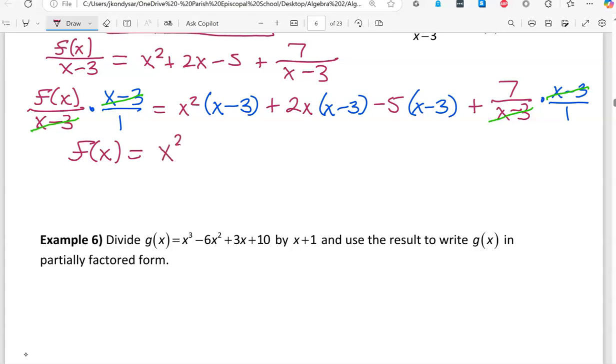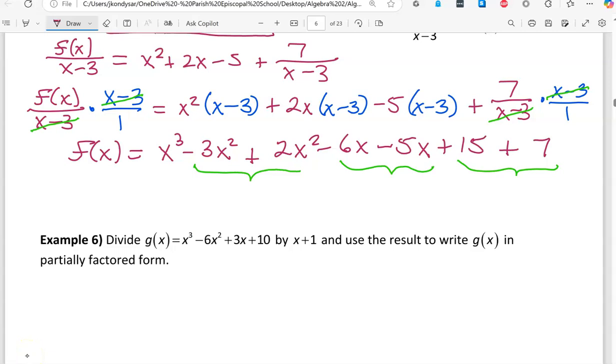On the right side, distributing, we have x squared times x minus 3, which is x cubed minus 3x squared. Now for the next multiplication, 2x times x minus 3 is 2x squared minus 6x. And for the next multiplication, negative 5 times x minus 3 is negative 5x plus 15. And for our last multiplication, since the x minus 3 factors canceled, we have 7 left.